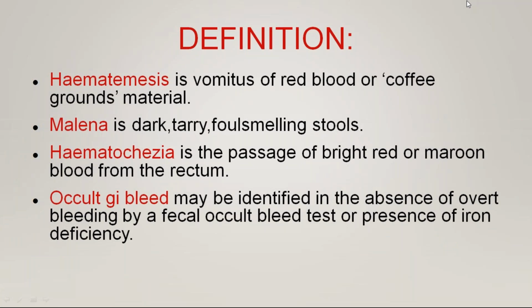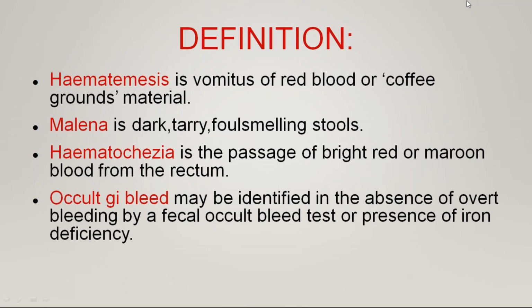So these are some definitions. Hematemesis, as we all know, means vomitus of red blood or coffee ground material. Melena is dark, tarry, foul-smelling stool. And hematochezia means bright red, frank blood through the rectum.